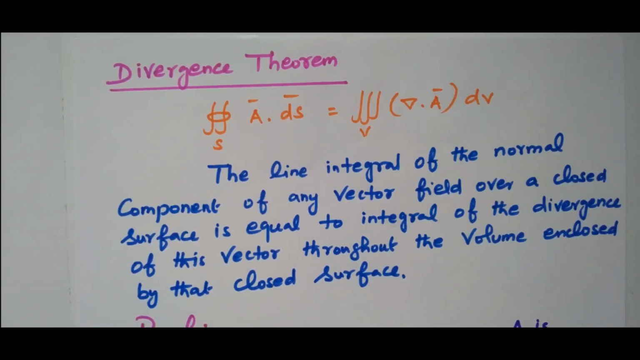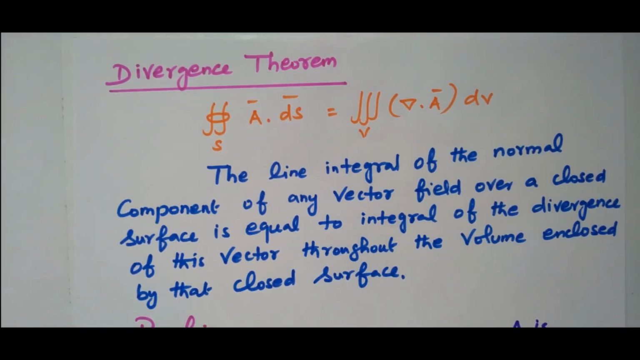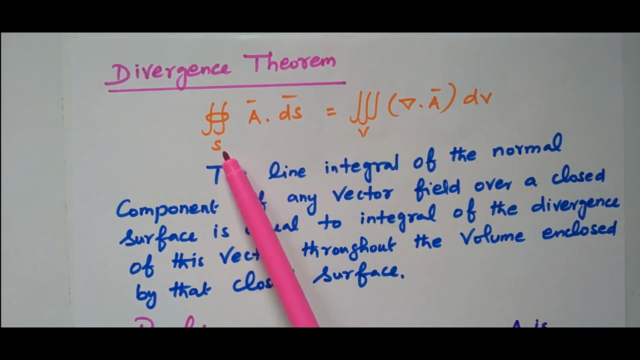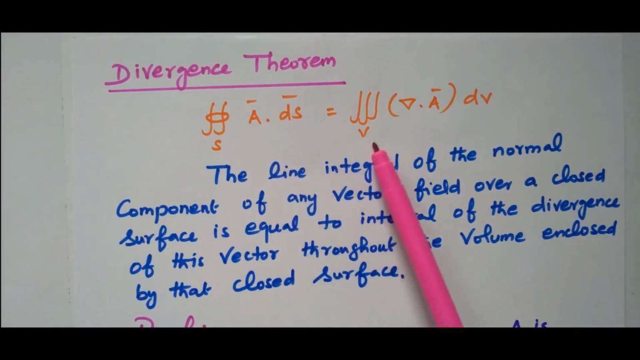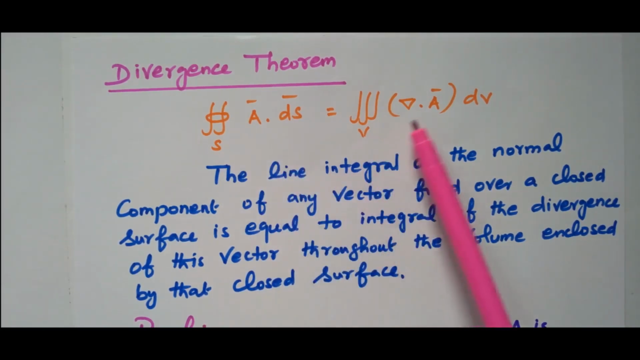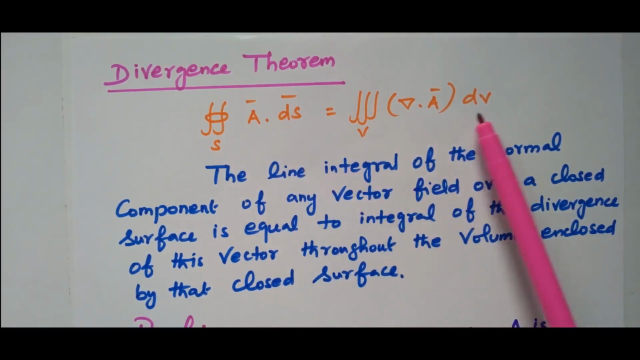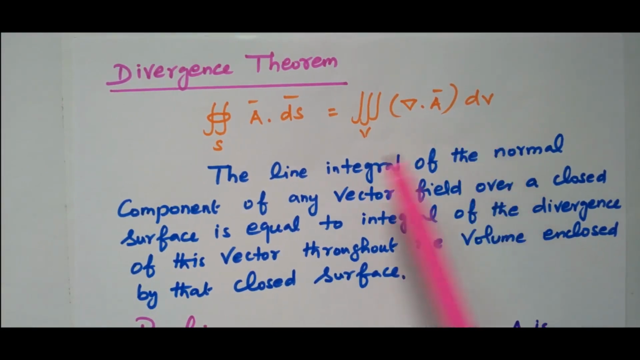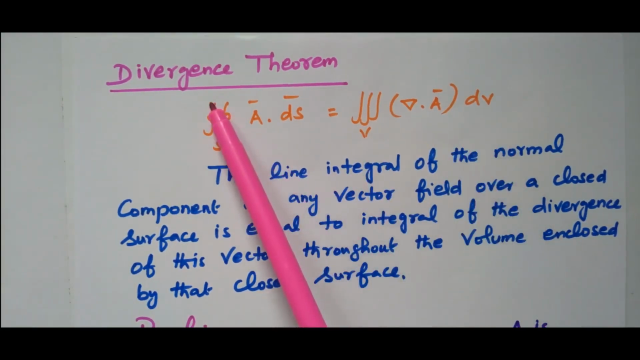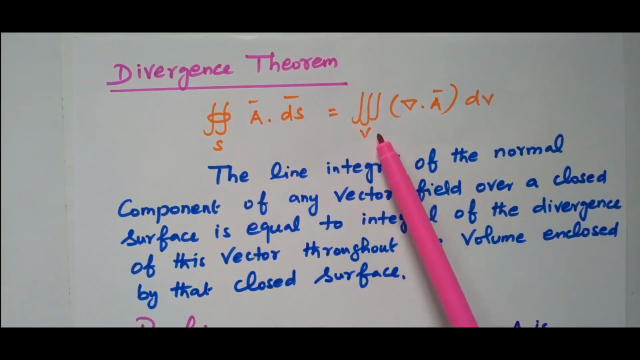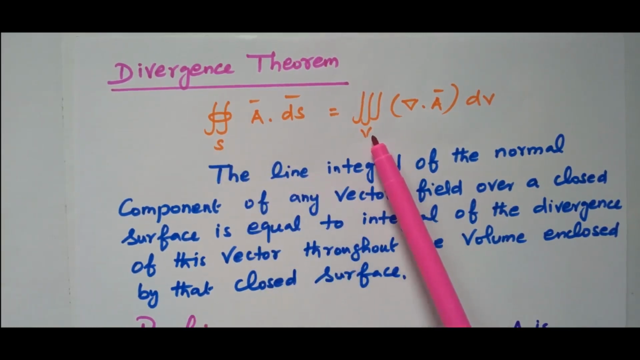Now we'll see the divergence theorem. From the definition of divergence, we'll go to the divergence theorem. What is given is the double integral, the surface integral of A dot ds, equal to the triple integral, the volume integral of del dot A into dV, right? So the divergence theorem relates the surface integral to the volume integral, double integral to triple integral, right?